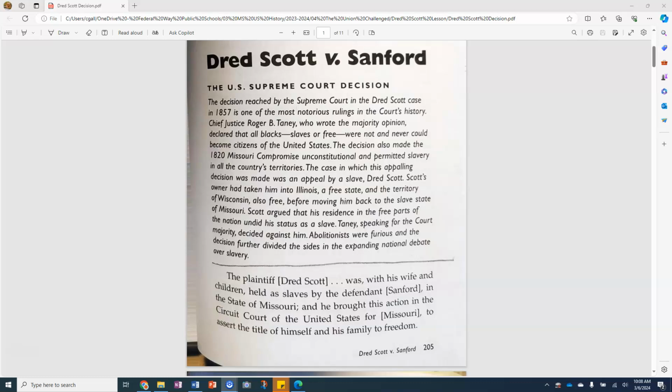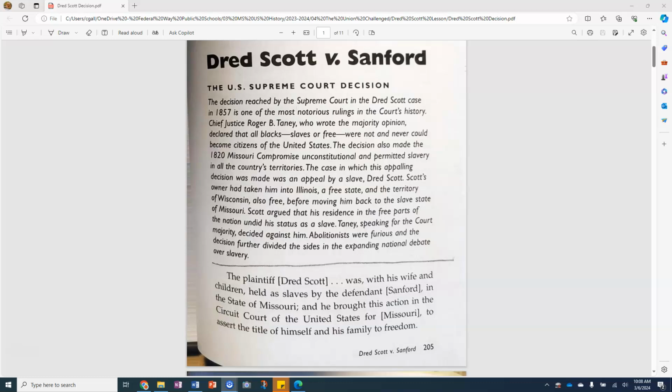The case in which this appalling decision was made was an appeal by a slave, Dred Scott. Scott's owner had taken him into Illinois, a free state, and the territory of Wisconsin, also free, before moving him back to the slave state of Missouri. Scott argued that his residence in the free parts of the nation undid his status as a slave. Taney, speaking for the court majority, decided against him. Abolitionists were furious, and the decision further divided the sides in the national debate over slavery.